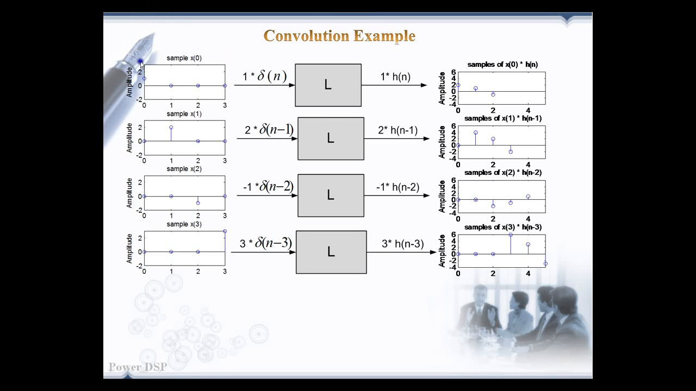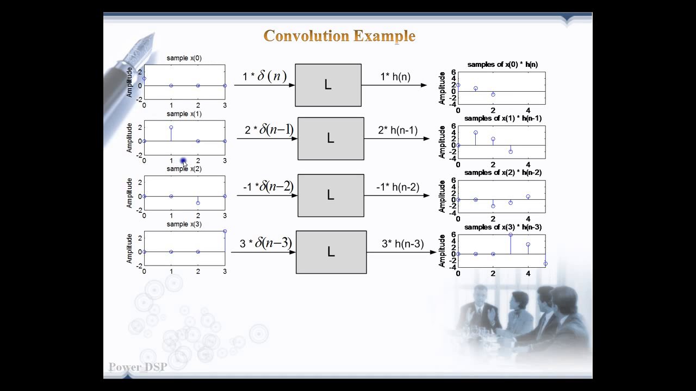We are taking the first sample here, that is at n equal to 0, amplitude value of 1. This is nothing but the unit impulse. If the unit impulse is the input, then the impulse response h of n is the output. We know that. Next, we are taking the second sample, which has the value of 2 at the sample number n equal to 1.